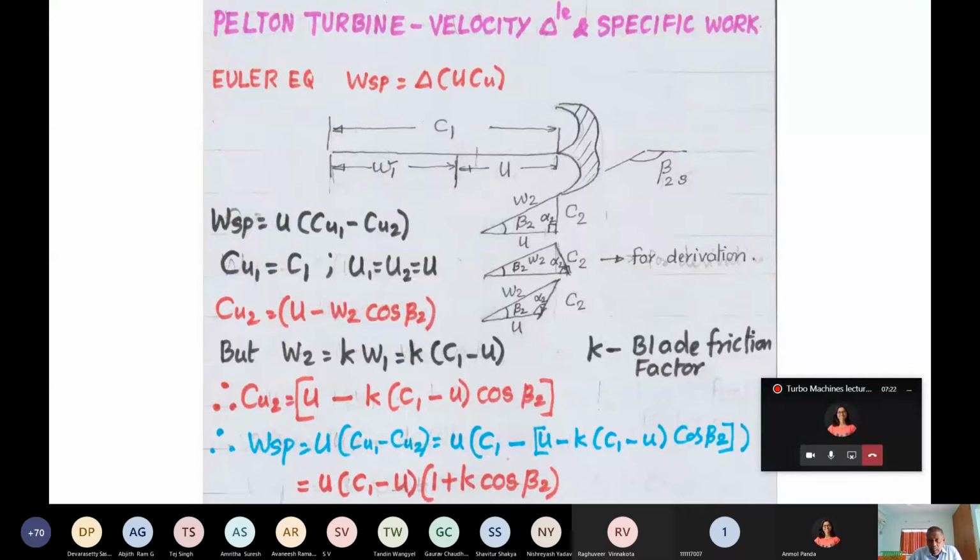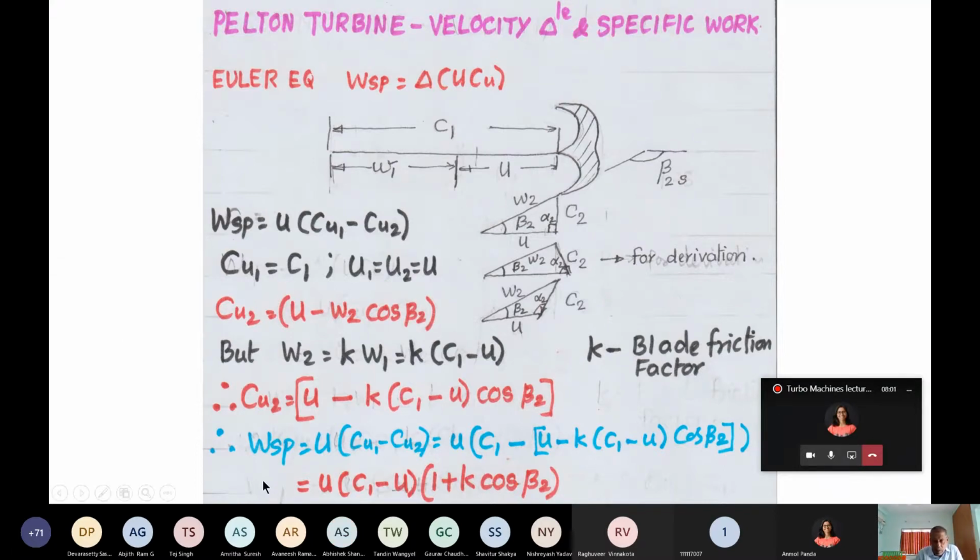What you need here is beta 2. Once the blade is manufactured, the angle beta 2 is known. As I told you, its value may be around 15 degrees. The smaller it is the better, but when you make beta 2 zero, that means the relative velocity is completely turned 180 degrees. That flow will interfere with the inlet flow. Some may go and hit the inlet flow region. So people have found from experience that beta 2 equal to 15 degrees is quite good for good efficiency.